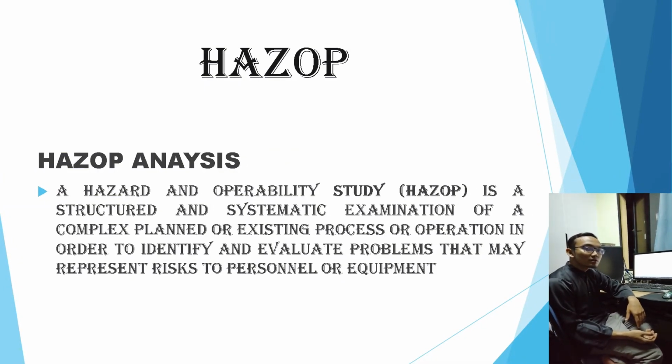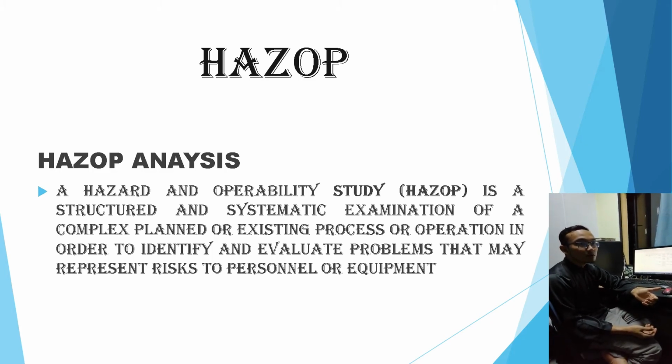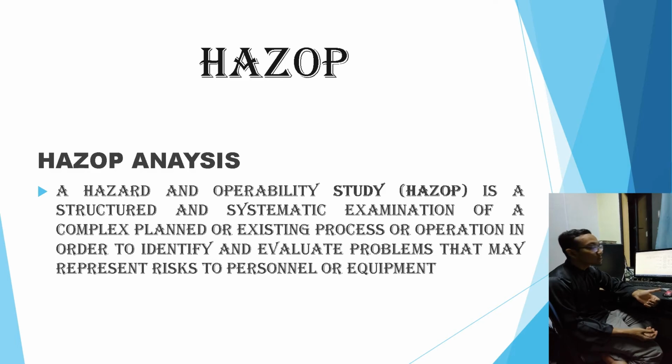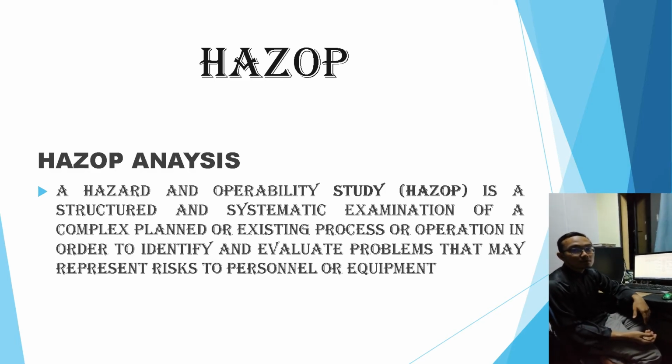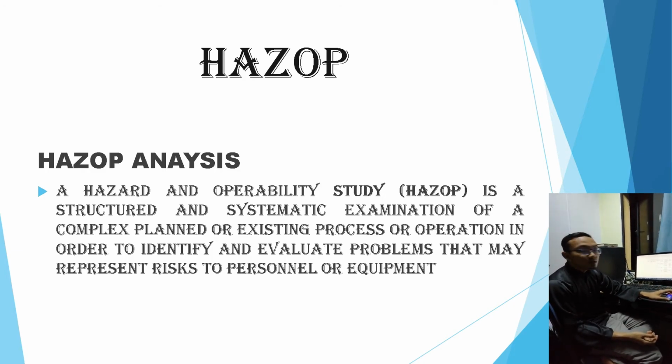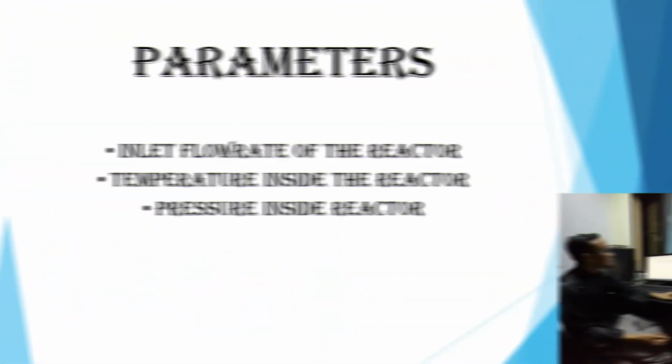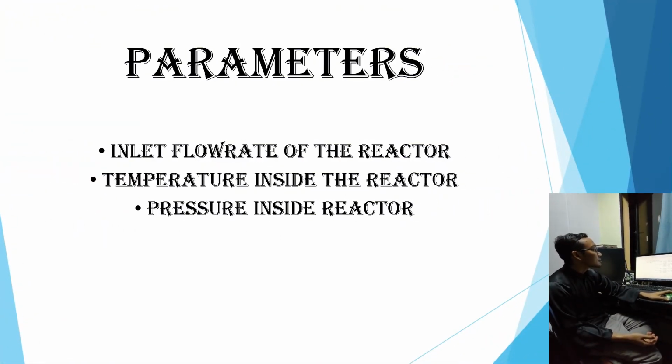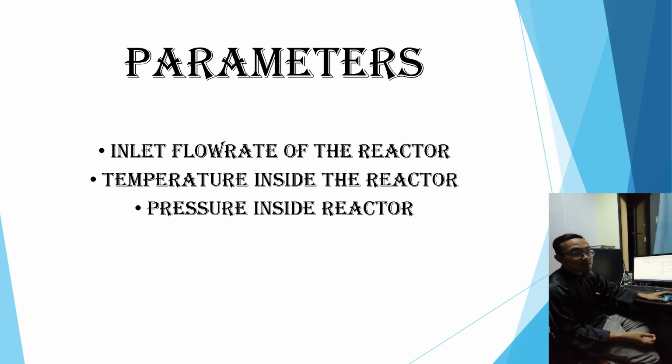Now I will explain the hazard analysis on the system. Our group has chosen to study R101, which is the reactor for the chlorination. So I will explain about the hazard analysis on the reactor. When we talk about hazard, we need to decide the parameters. The parameters decided for this reactor are the inlet flow rate, the temperature inside the reactor, and also the pressure inside the reactor.